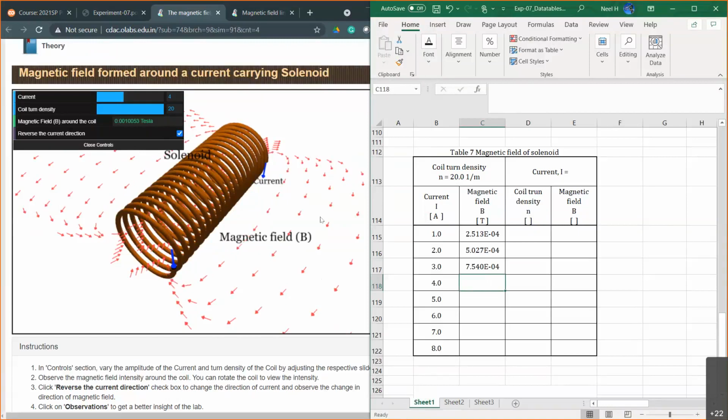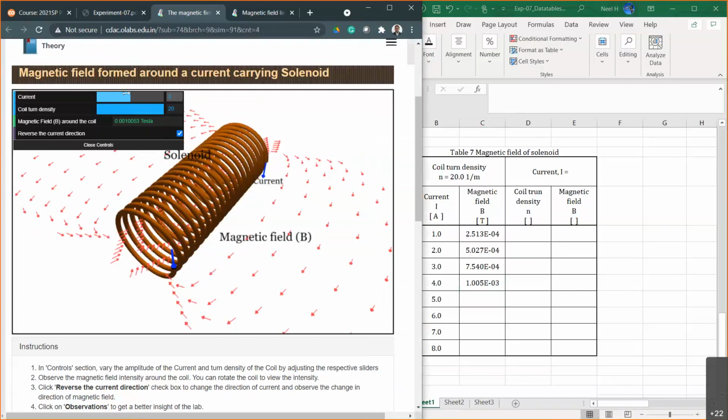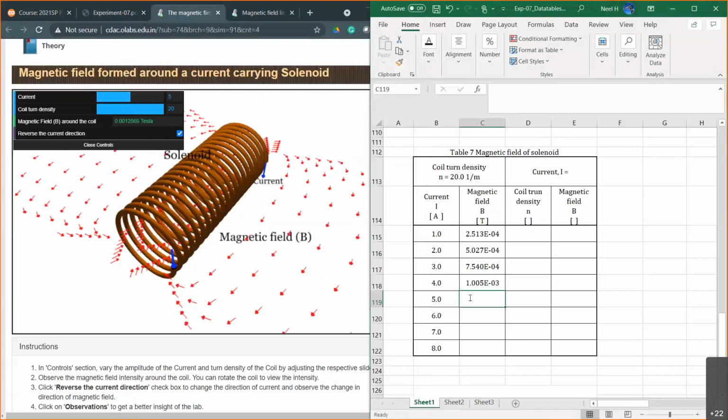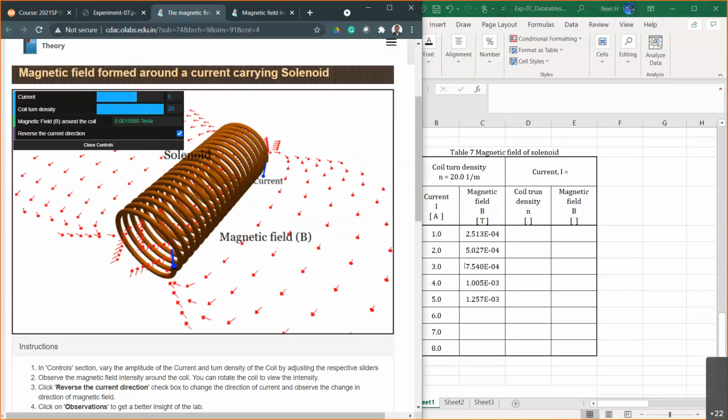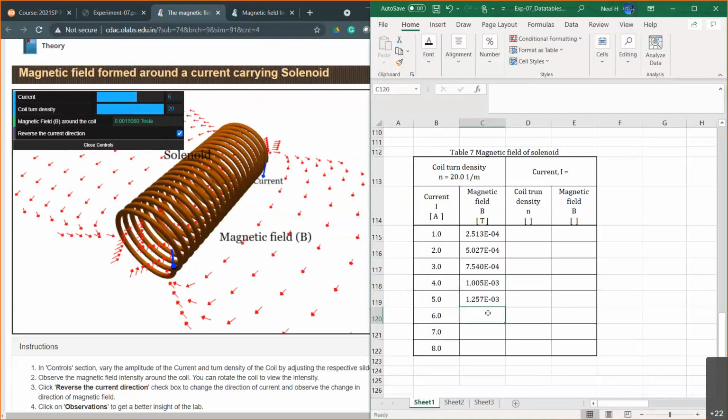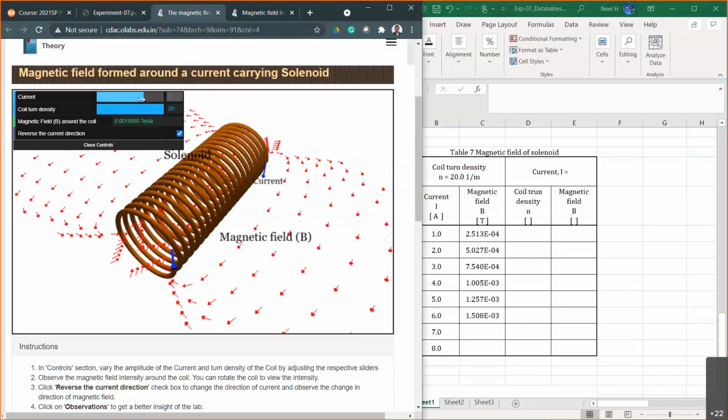All right, guys. So all you have to do is increase this slowly and then record the magnetic field. Then 2 zeros, 10053. Then at 5 amps, 2 zeros, 12566. Then 6 amps, 2 zeros, 15080. It should be consistently increasing, okay.